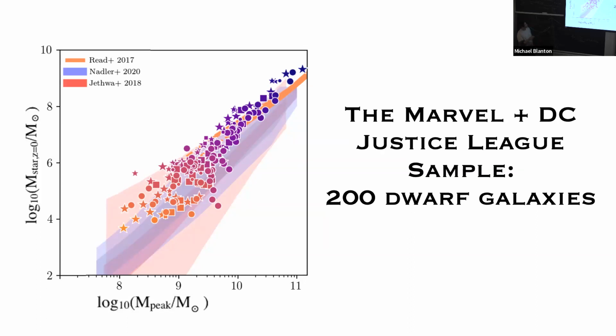The colors here are different abundance matching estimates from other groups, and so you can see how we all compare. We're all in roughly good agreement, actually, I'd say. In an observational plot, this would be the lower end of the Tully-Fisher. Here we're going down into the ultra-faint dwarf range. Here are the LMC-mass galaxies.